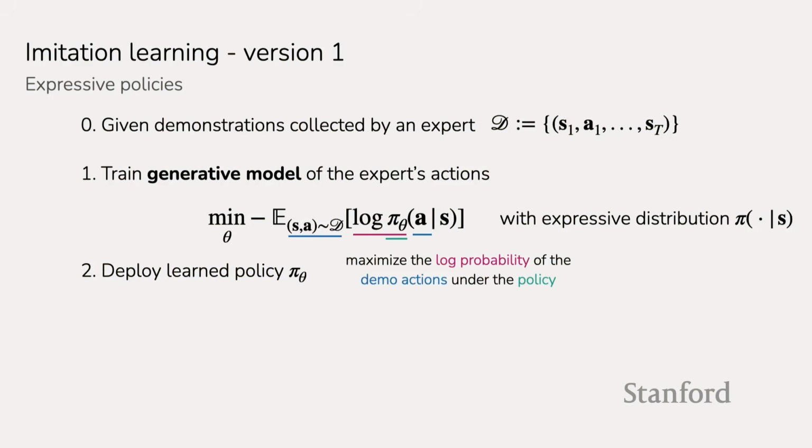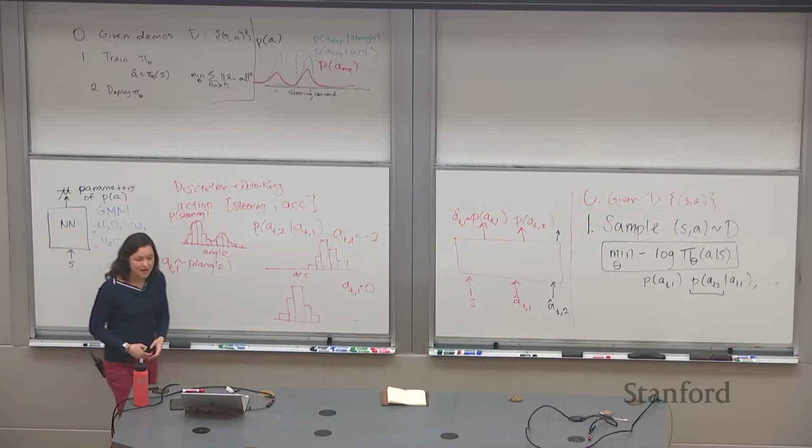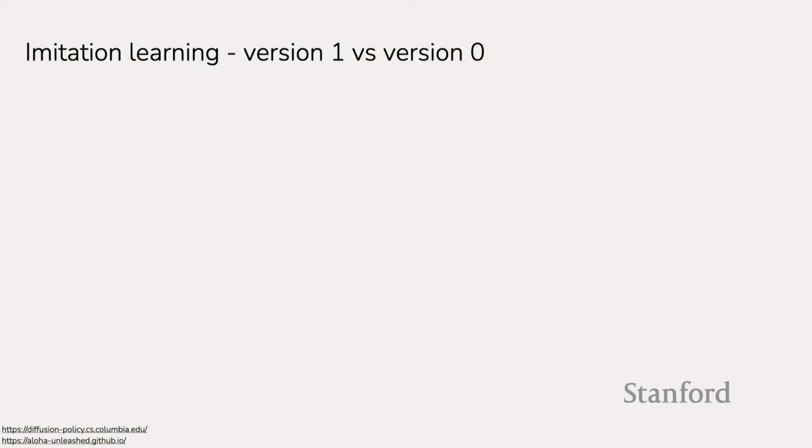Cool. And then once we fit this, we should have a policy that's better at actually matching what the expert is doing. And as a result, it should be better at performing the task. Okay. So now why did we learn all this? How well does the generative model work compared to just using an L2 loss?